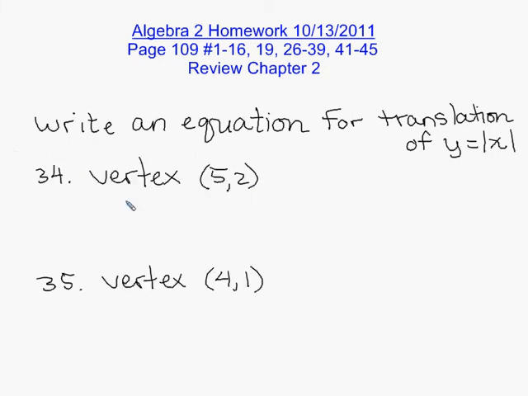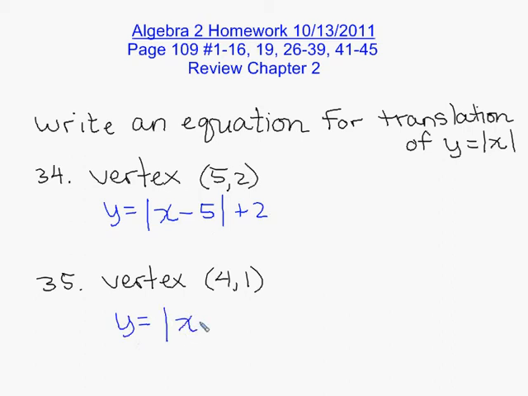This one right here, this vertex means that when you plug it into the equation, it'll be x minus 5, and then on the outside plus 2. Because it's positive 5, positive 2, you change the sign on this one, you don't change the sign on this one. Okay, almost the same exact problem on number 35.